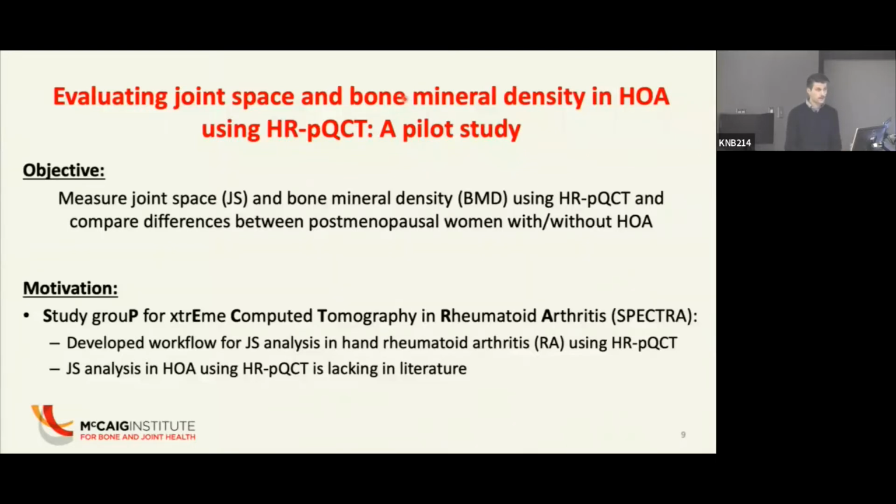So the motivation behind this study is primarily from this study group for extreme CT and rheumatoid arthritis, which is this international collaboration that developed this workflow to look at joint space in rheumatoid arthritis patients using HR-pQCT. However, this hasn't been applied to hand osteoarthritis, at least to my knowledge, and it can provide some really useful information on how the joint space changes in osteoarthritis.